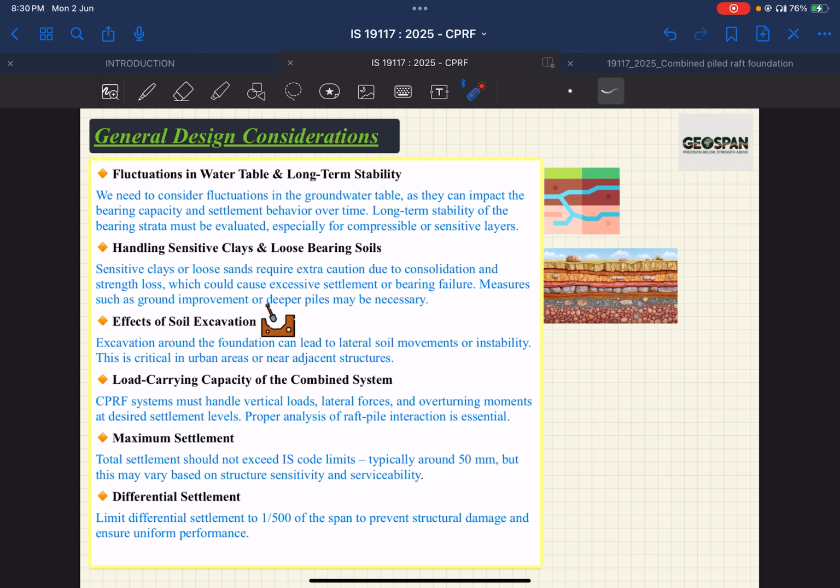The next thing we need to consider here is handling sensitive clays and loose-bearing soils. Why give more caution to the sensitive clays and loose bearing soils? Because it causes consolidation and strength loss, which could cause excessive settlement or bearing failure. Measures such as ground improvement or deeper piles may be necessary.